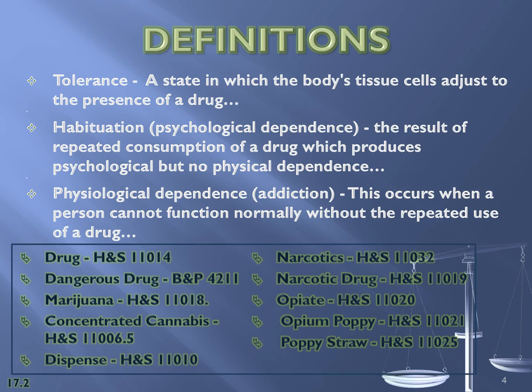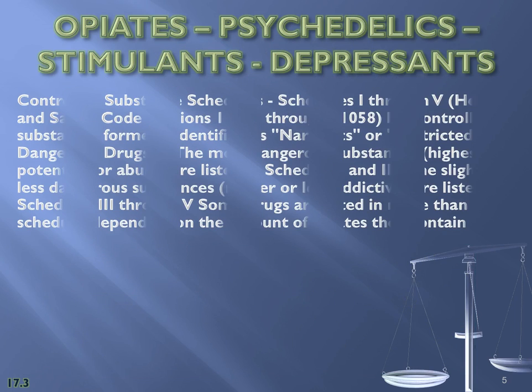The psychological dependence produces a desire, not a compulsion, if you will, to continue taking drugs for the sense of improved well-being. And then that pushes us further into the physiological dependence, if you will, or the addiction. And this occurs when a person cannot function normally without repeated use of a drug. And if the drug is taken away, that person has a severe physical and psychic reaction or disturbance.